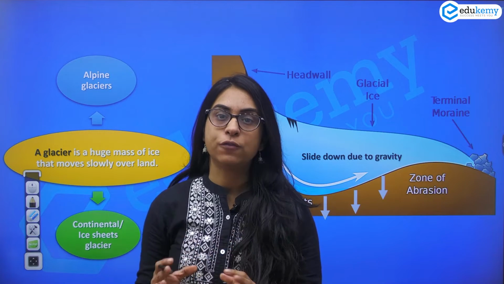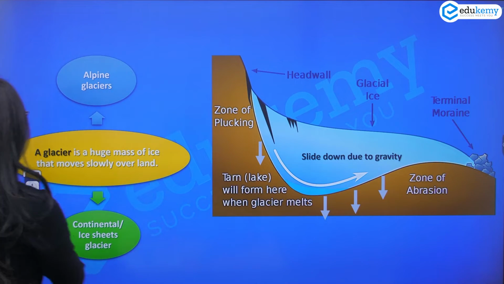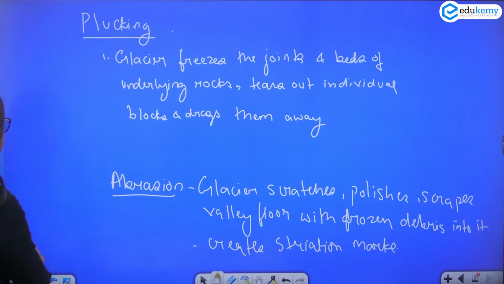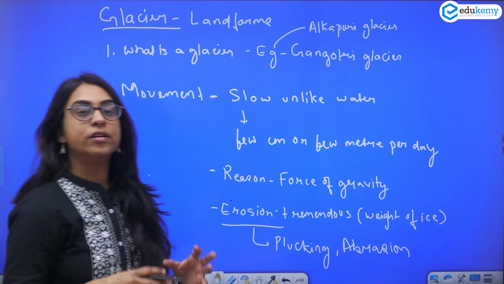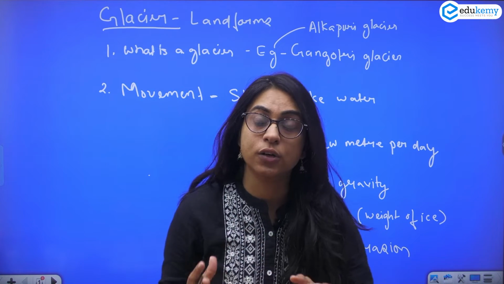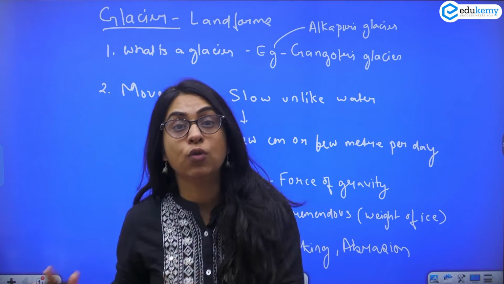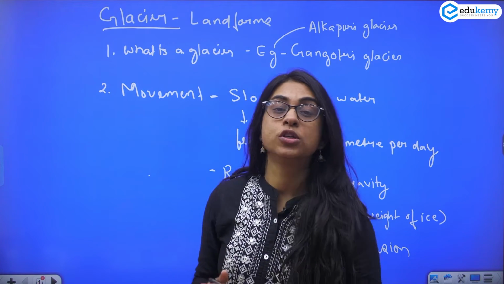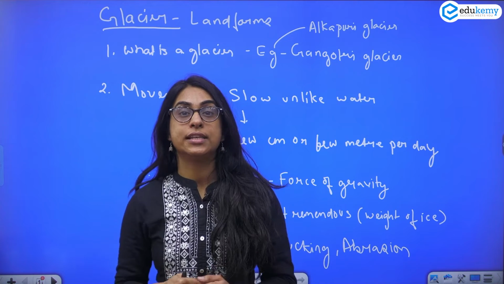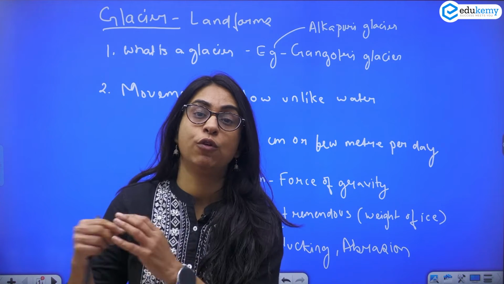Okay, so the topic for the discussion of the day is: what are the landforms created by glaciers? So first let's understand what a glacier is, what are some examples, how does a glacier move, and as it moves, how does it erode? What we will be covering in this lecture are the erosional landforms formed by the glacier.